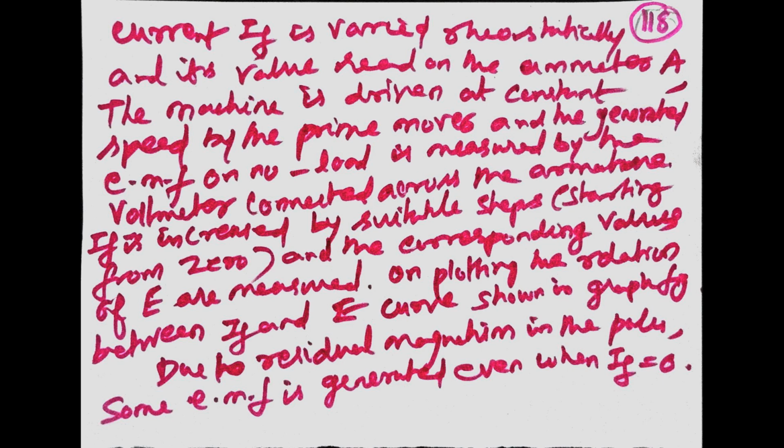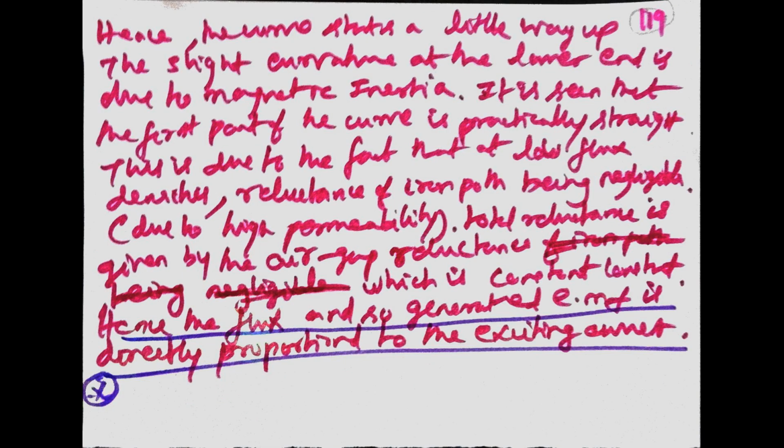Due to residual magnetism in the poles, some EMF is generated even when IF is equal to 0. Hence the curve starts a little way up, and the slight curvature at the lower end is due to magnetic inertia. The first part of the curve is practically straight. This is because at low flux densities the reluctance of the iron path is negligible due to high permeability. The total reluctance is then given by the air gap reluctance, which is constant. Hence the flux, and so the generated EMF, is directly proportional to the exciting current.